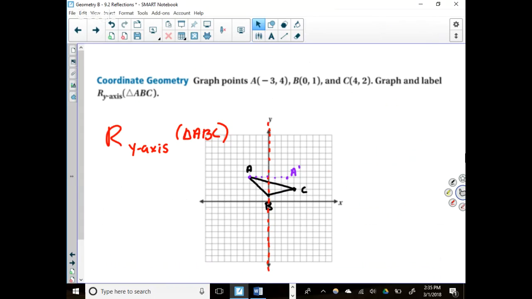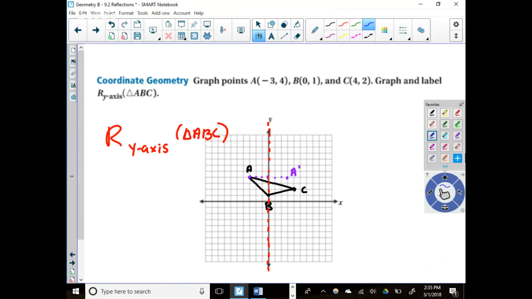So again, I'm just going to do the dots to help visualize. All right. So for example, if we did B, B is on the line of reflection. So did you go left or right any from the line? No. So B prime is going to be the same thing as B.